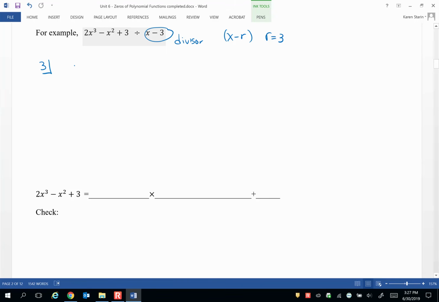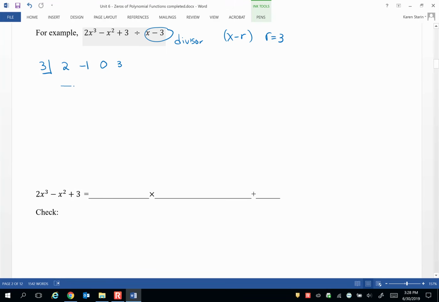And then step 2 says, list the coefficients of the polynomial, which is the dividend. So we have 2 for the x cubed term, -1 for the x squared term. We don't have an x to the first degree term, so don't forget, put a placeholder in for missing terms in step 2. So we put a 0 for x to the first degree, and then I have a constant of 3.